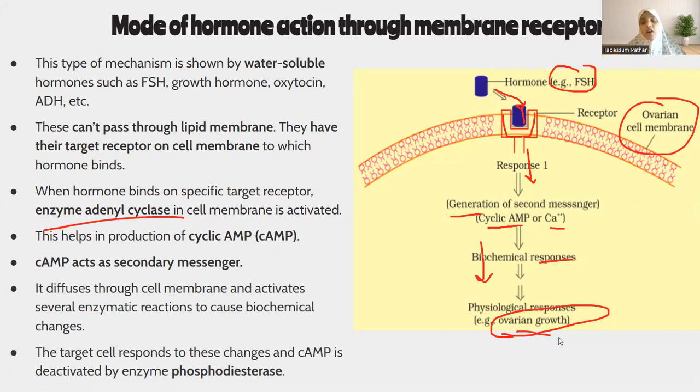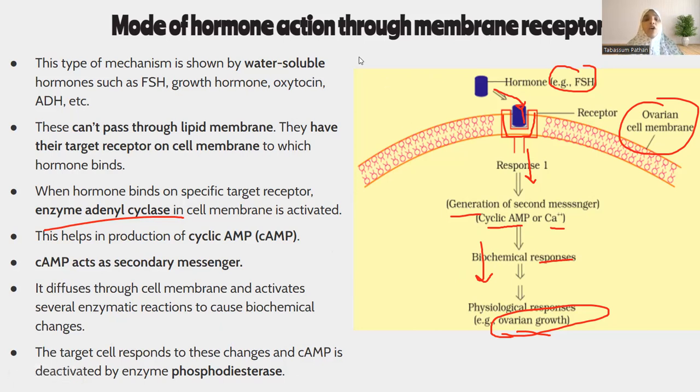So once the effect is achieved, once the purpose of the hormone is achieved, what will happen? The secondary messenger that was produced by this enzyme will deactivate itself by the enzyme known as phosphodiesterase. Because once the function has been carried out and the target is achieved, there is no need for the secondary messenger like cyclic AMP anymore. So it will get deactivated by the enzyme phosphodiesterase.